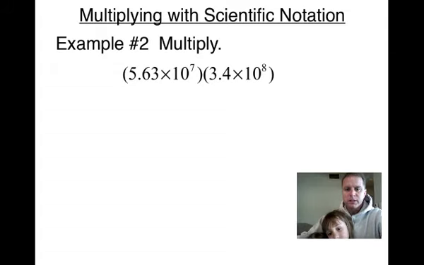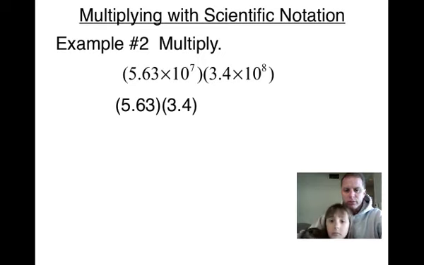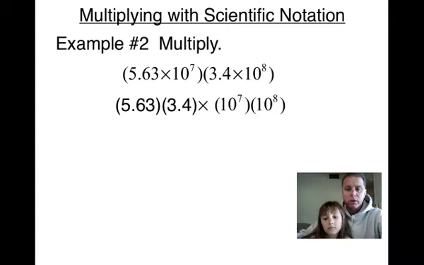So here's another example. We're going to multiply these two together. Again, we're going to multiply the first two numbers together, so the 5.63 times the 3.14. That's actual work that we have to do. Then we're going to have the times 10 to the what power? We're going to do times 10 to the 7th times 10 to the 8th. When the bases are the same, we'll add the exponents.